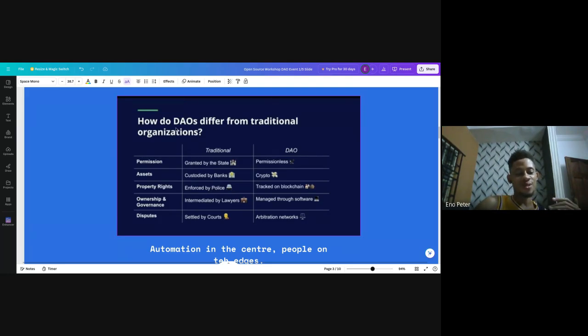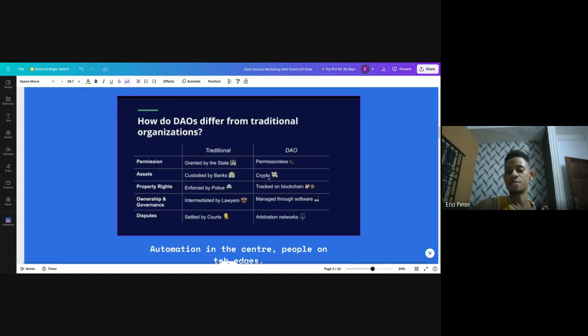So being able to build on top of a blockchain with a DAO, you can get way deeper in there. You can actually build code which has all the required blocks that make up an organization. So you have where to get your permissions, you have where to store your assets, you have where the property rights are enforced, you have where the ownership and governance can be assigned, and you have where to settle the courts. In the DAO, instead of your permissions being granted by states, since it's on a blockchain and everybody owns it, it's permissionless, meaning everybody has it, it's not reliant on a single person.